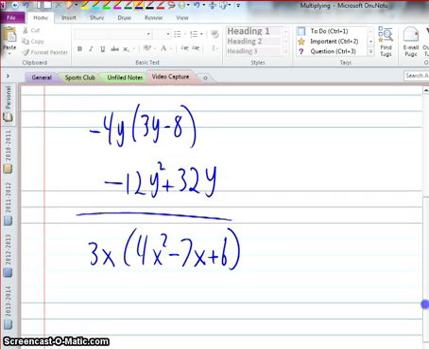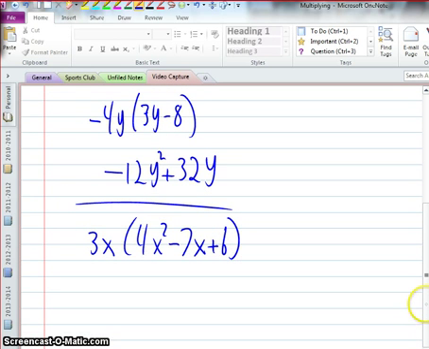Just three different terms. Same thing, we're going to multiply each one and then use our rules of exponents to make sure we get the exponents right. So 4 times 3 is 12. X times x squared is x cubed, minus 21x squared plus 18x.